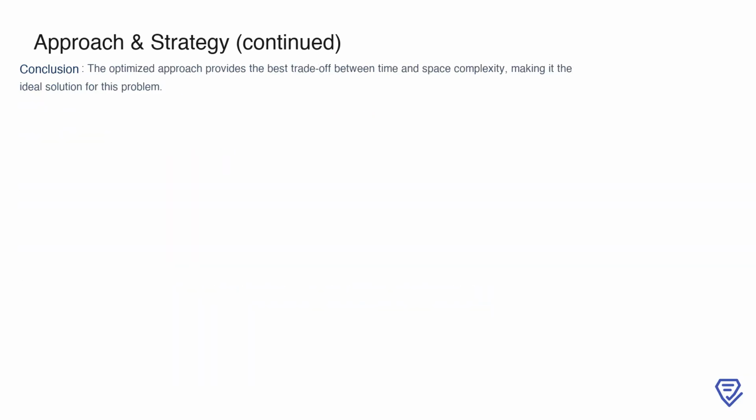In conclusion, the optimized approach strikes the best balance between time and space complexity, making it the most suitable solution for this problem. By focusing on row minimums and their corresponding columns, it avoids unnecessary computations while keeping the implementation simple. This approach is efficient, easy to understand, and ideal for scenarios where computational resources are limited. It not only meets the problem's requirements but also exemplifies how breaking a problem into smaller, independent conditions can lead to an elegant and effective solution.